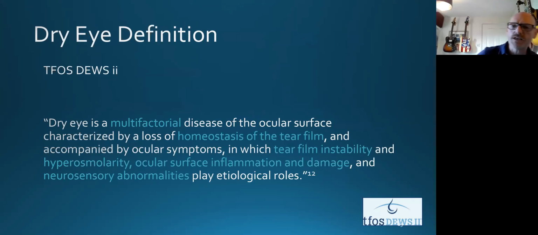So I've gone straight to TFOS DEWS for the sort of headline definition of dry eye, so it would be a good starting point. I'll just read it straight from the page. So dry eye is a multifactorial disease of the ocular surface, and it's characterized by a loss of homeostasis of the tear film. It's accompanied by ocular symptoms, which we see tear film instability, hyperosmolarity, ocular surface inflammation, and damage. We also get some neurosensory abnormalities as well. So we'll look a little bit more closely at that too.